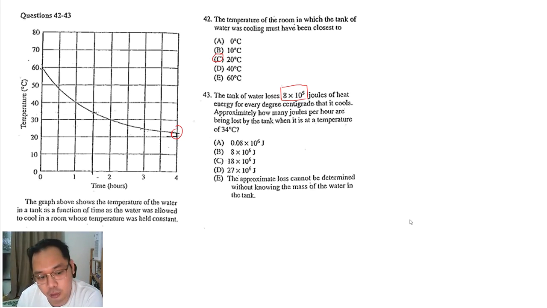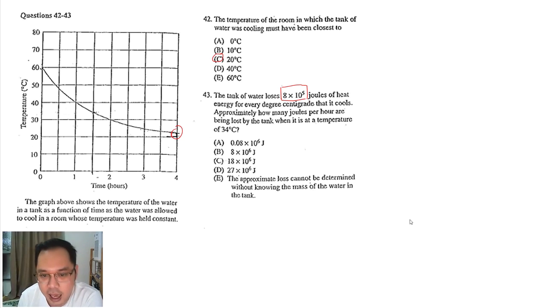So the rate of cooling decreases with time, meaning when the temperature is high, the rate of energy loss to the surroundings is faster than when it is cold and closer to the room temperature, when the difference in temperature between the water and the room temperature is smaller. So per degree centigrade, on average, the energy loss is 8 times 10 to the 5 joules.